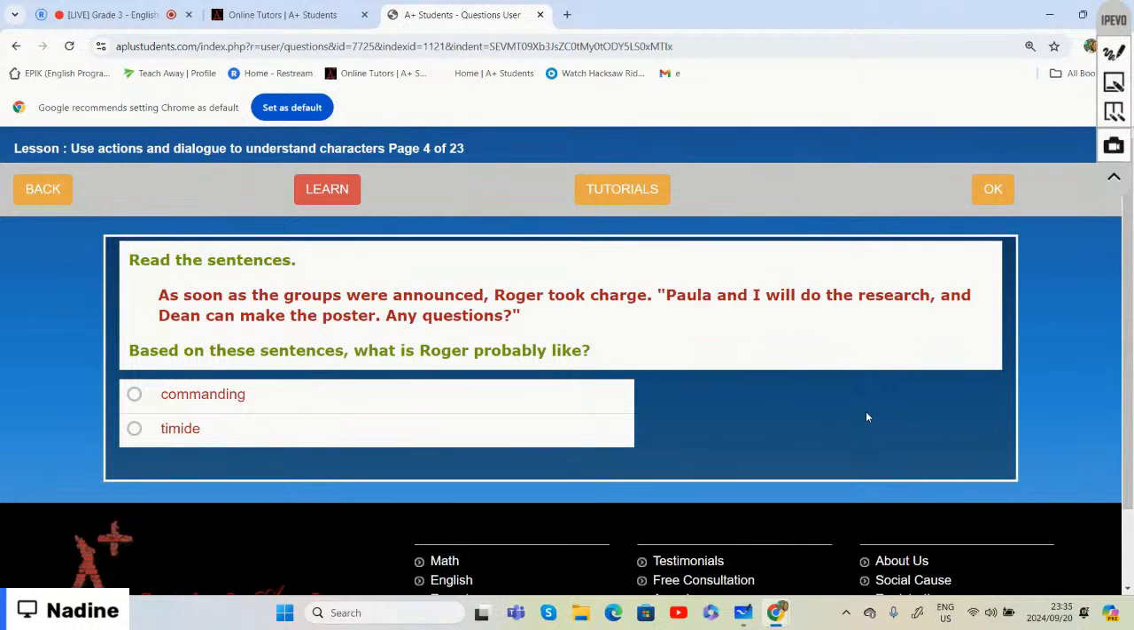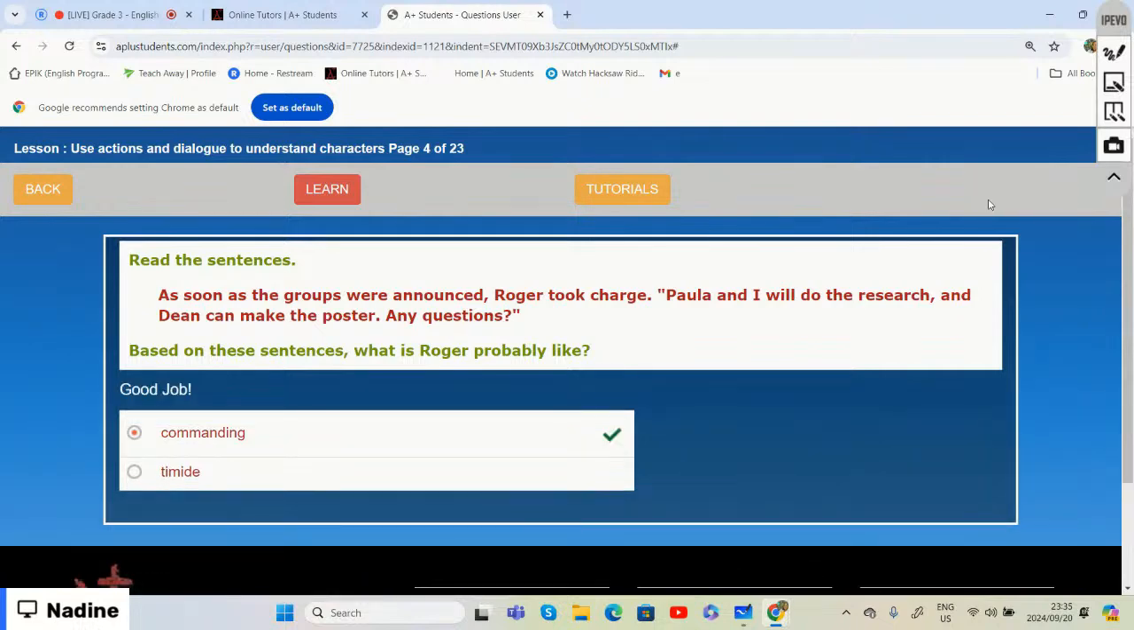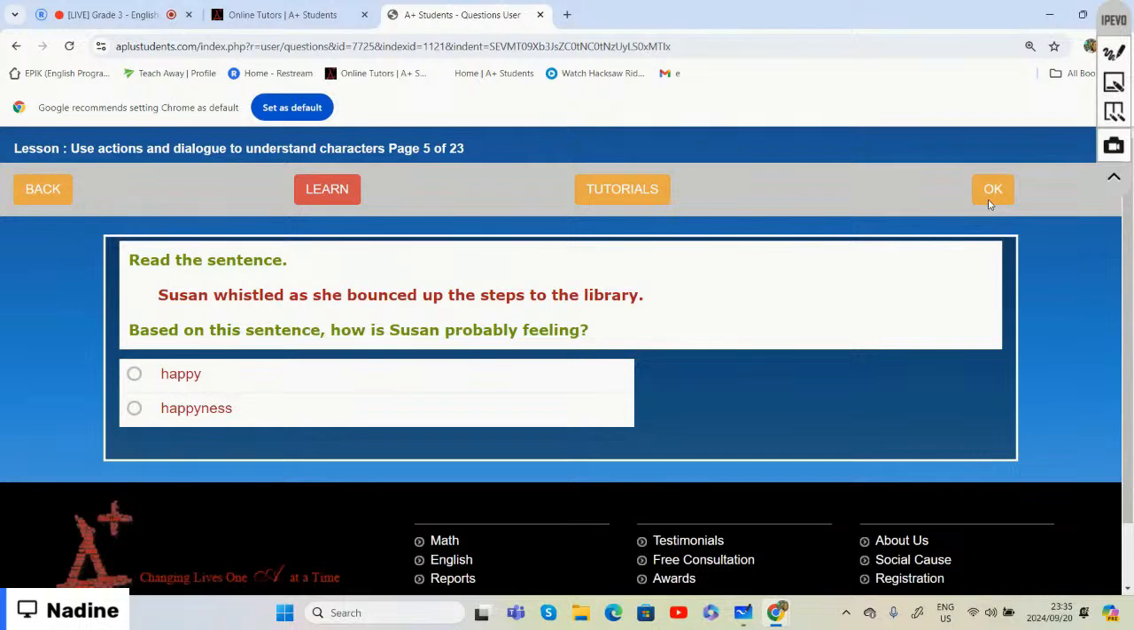If we look at that word commanding, right? Commanding is you telling somebody to do this and you telling somebody to do that. And then we have the word timid, and that is when somebody is either shy or nervous, meaning they're always shy, they're always nervous. They have a lack of confidence. That is what the second word means. So we can say that he is commanding in a good way. So well done. Option one is correct.